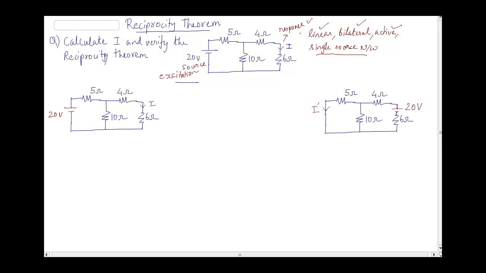Now what a reciprocal network means is, whatever is the response that you get with this excitation, if you interchange their position, like what has happened here. What did I do? I took this 20 volt, I put it in place of I, and I took I and I put it here and I named it as I dash. What reciprocal network means is, this 20 volt will produce a current I, and this 20 volt will produce a current I dash, and the circuit will be reciprocal if I and I dash are both same.